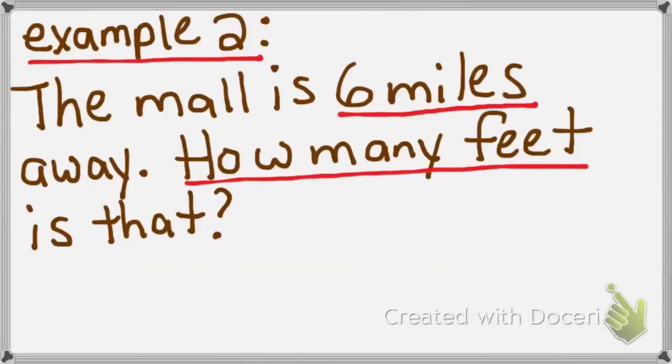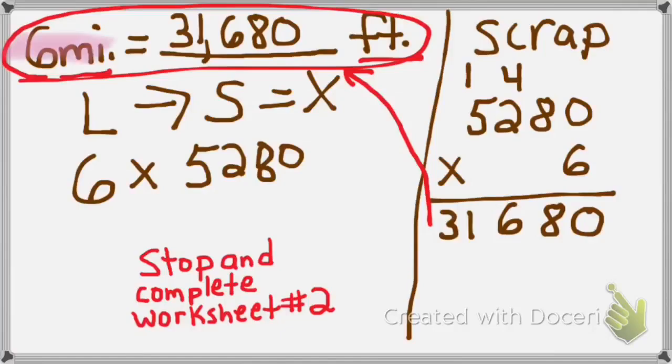In our second example, the known was miles, 6 miles. The unknown was how many feet. So we put the known first, which was 6 miles. The unknown at the time was blank feet. So we're converting from miles to feet.